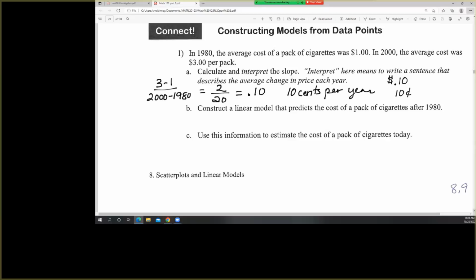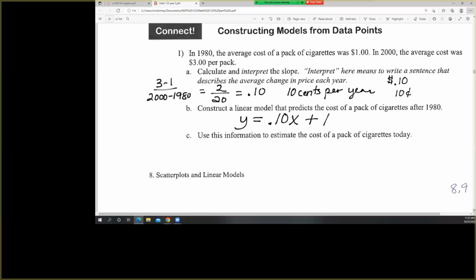All right, so if we're doing a linear model that predicts the cost of a pack of cigarettes after 1980, the X would be the number of years after 1980. And then how much was the cost in 1980? So we put +1. Because that's basically our 0 time for the problem.